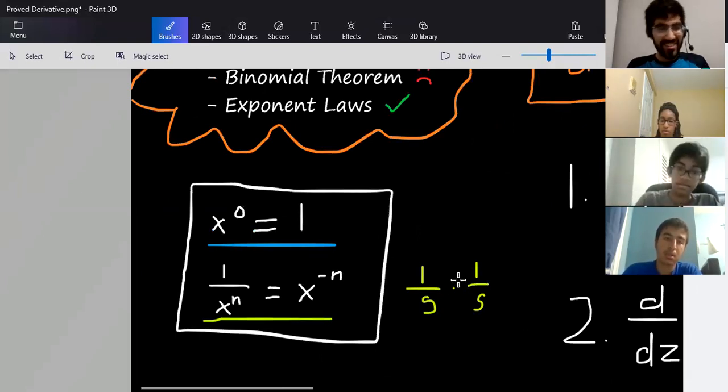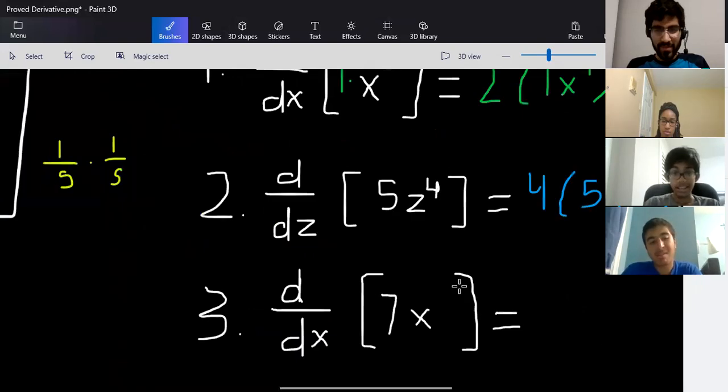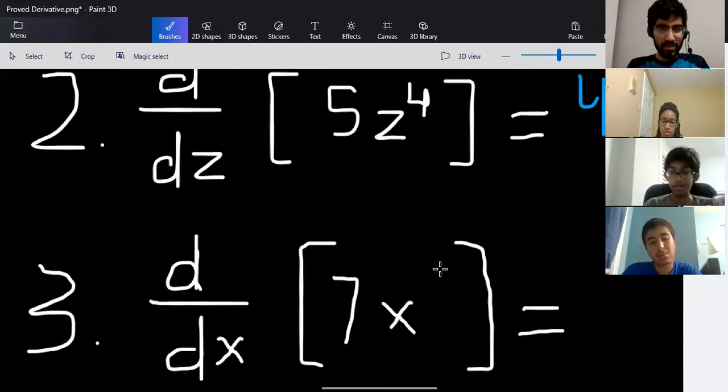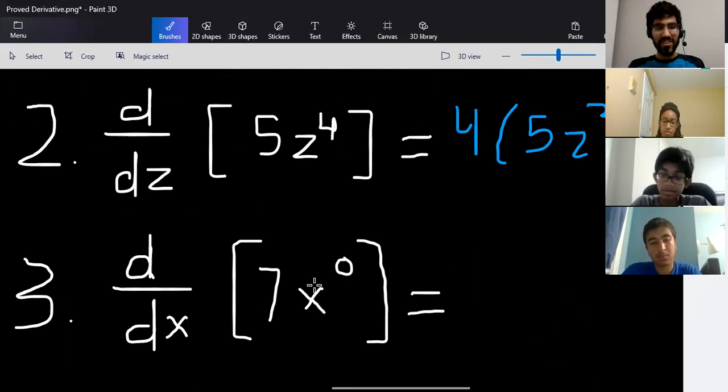Since x to the power of 0 is 1, probably the hiding x has a power of 0, making it 1. So yeah, 7 times 1 is 7. 7 times 1 is exactly 7. So this still works, all right?